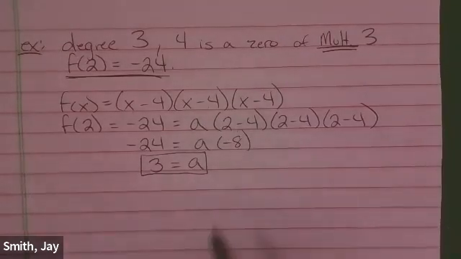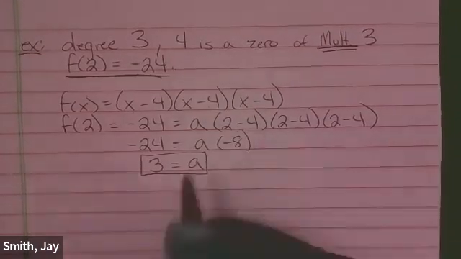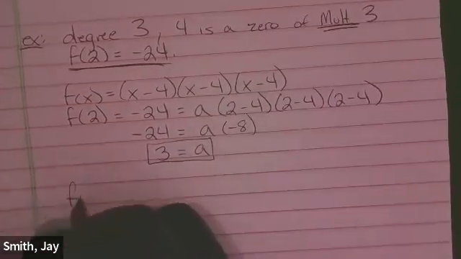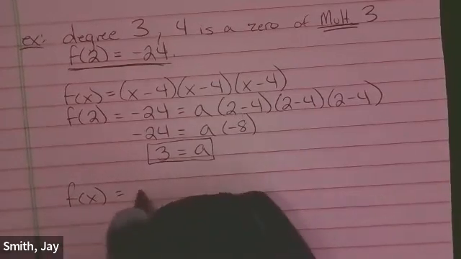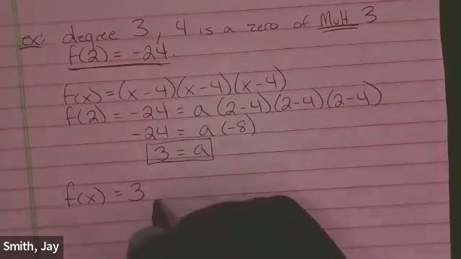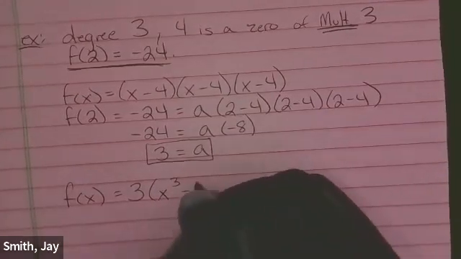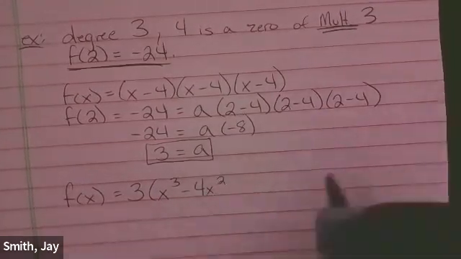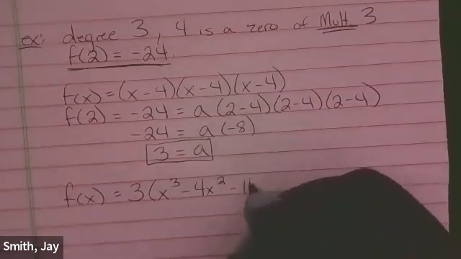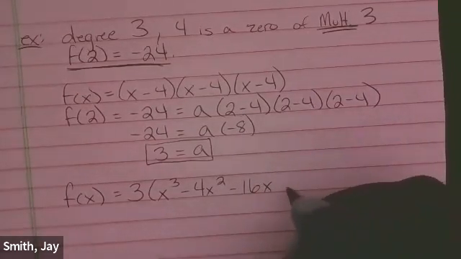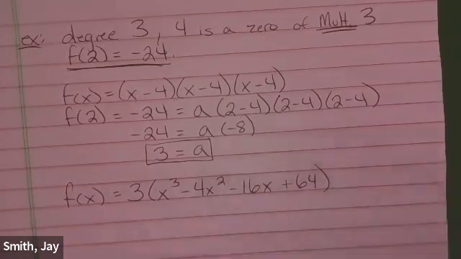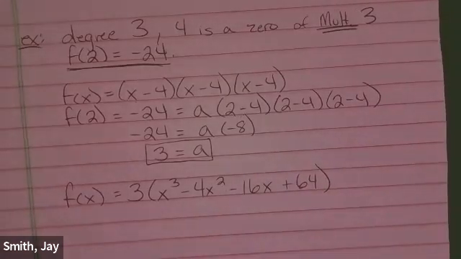All right, and for the sake of time, because I still got 2 more examples, and I know these last 2 are going to take a little more time to explain, we can see that our f of x will be equal to that a of 3 that we found times the polynomial x cubed minus 4x squared minus 16x plus 64. That's going to be the polynomial that we get by multiplying x minus 4 times x minus 4 times x minus 4 after we combine our like terms.